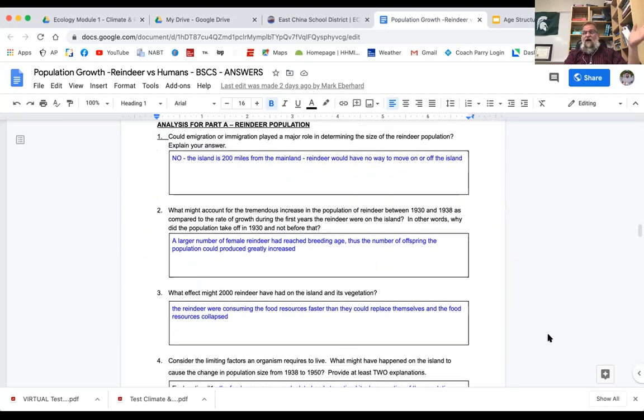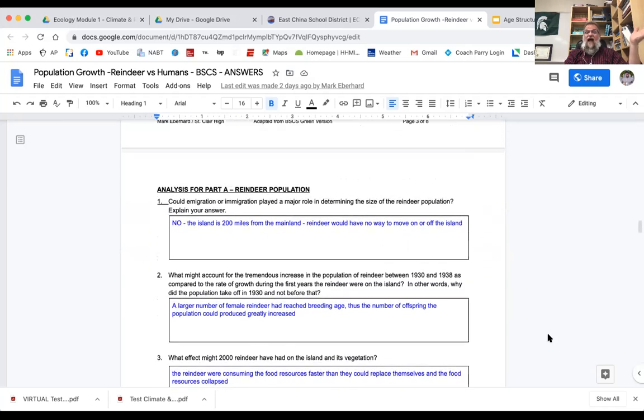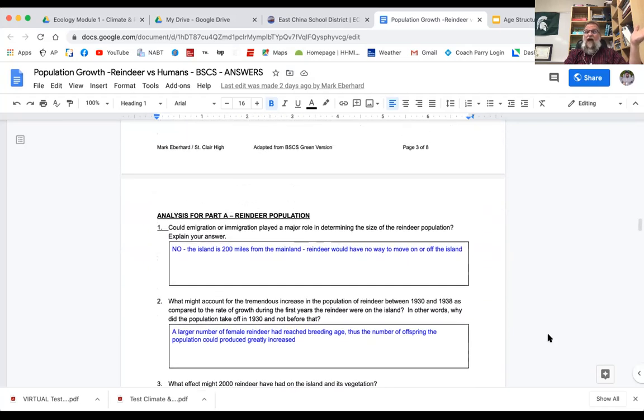What effect might 2,000 reindeer have had? Why did we have the crash? Some people brought up disease. Possibly a new disease came up, and with higher density, it could have spread very quickly. Some people mentioned predators, but there are no predators currently on the island. There's no hunting on the island currently. It's too far out.